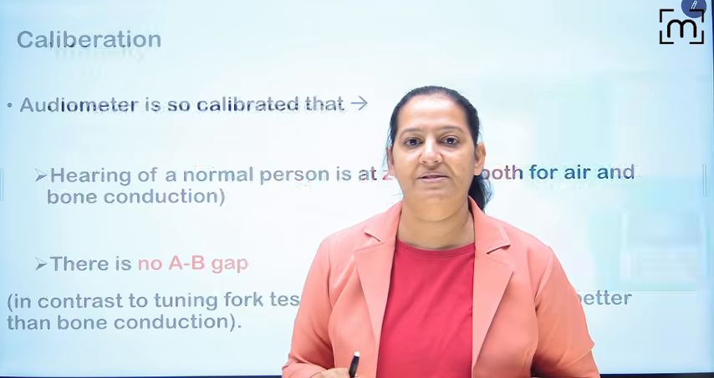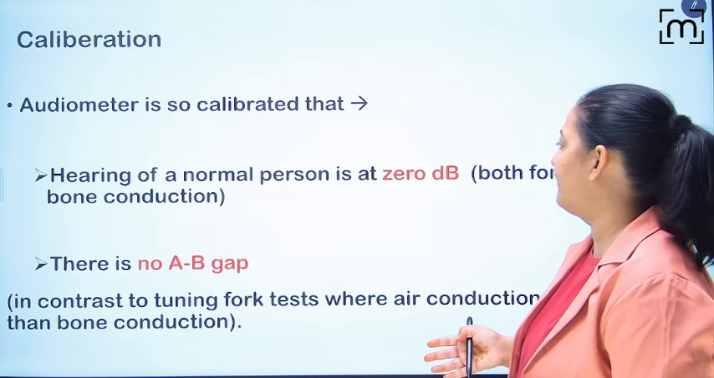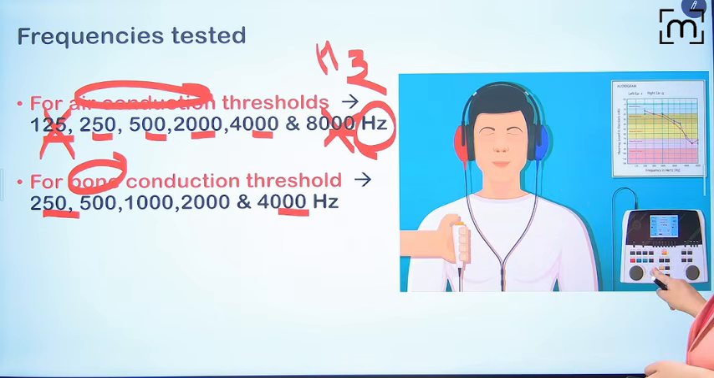Okay, so here we are measuring the intensity. Got it? Now, calibration. The calibration of this instrument: I have shown you the instrument. This is the instrument. It is calibrated like that. At 0 decibel, a person can hear normally.